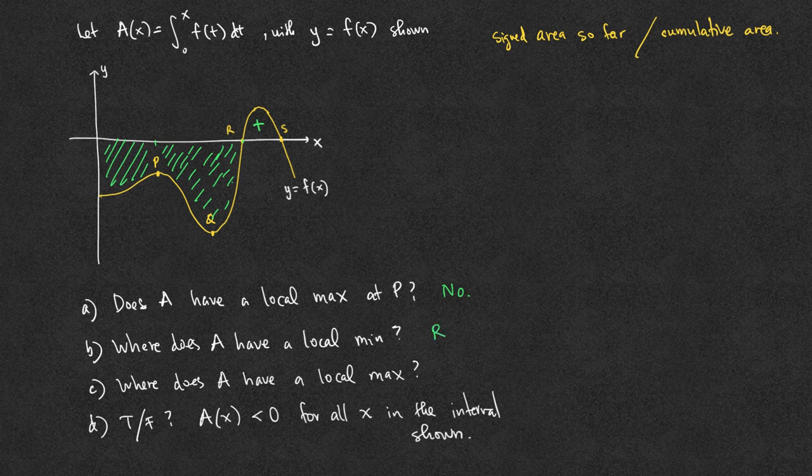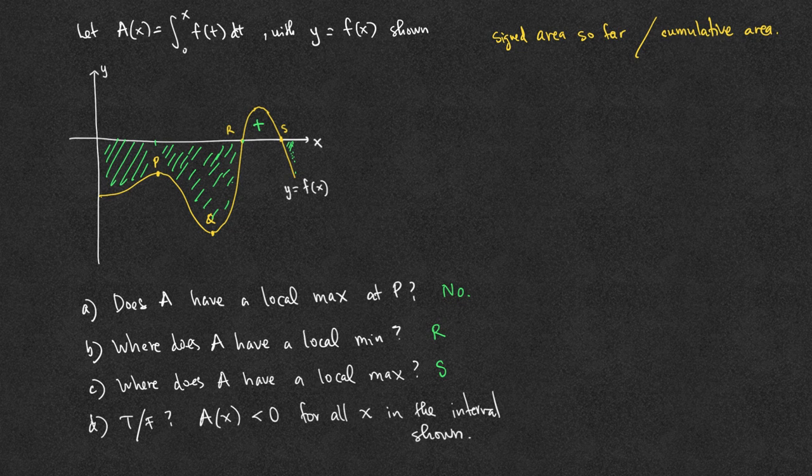Where does A have a local maximum? We keep adding the positive area to A until we get to S. And so A has a local maximum at S. And then after S, we would end up subtracting the area because the curve f of t is now below the x-axis.